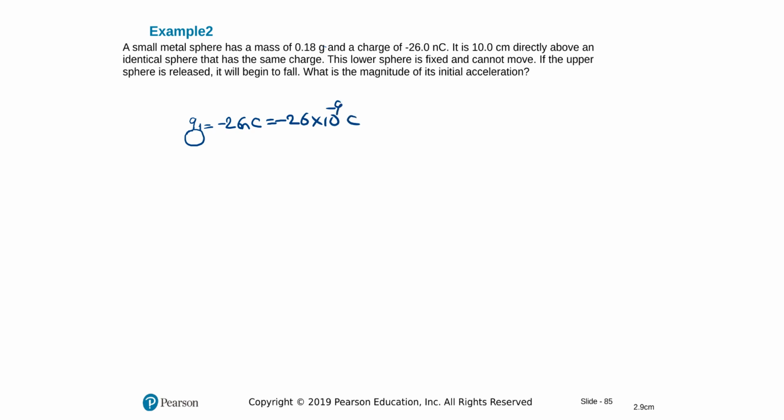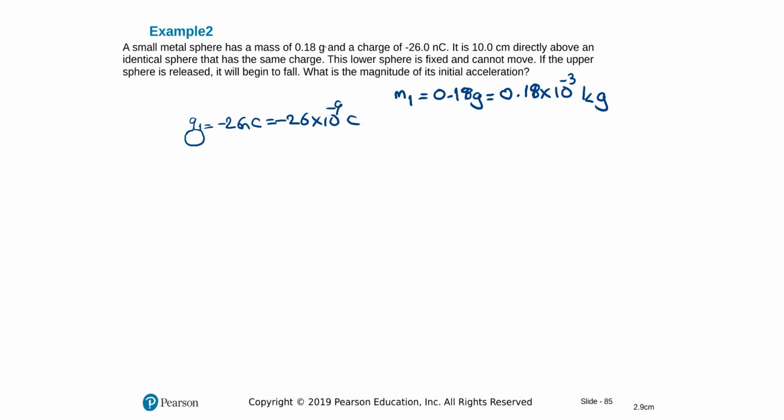And its mass is also given. I'm going to call it mass 1. To avoid too much cluttering on the figure, I'm going to put it aside here. 0.18 grams. But its SI unit is kilograms, so I'm going to convert this to kilograms. Gram to kilogram is always times 10 to the minus 3. So 0.18 times 10 to the minus 3 kilograms.